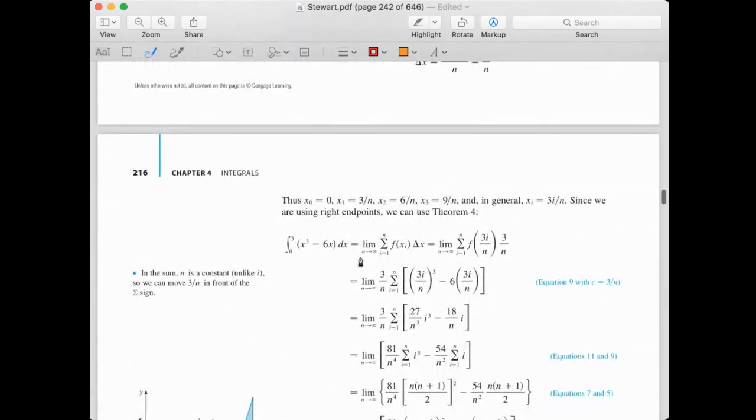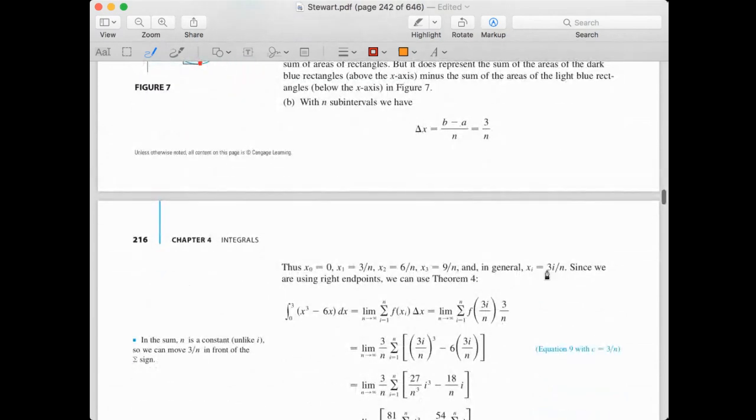So let's use the definition. The definition is saying f of xi delta x, let n run to infinity. Then f of xi, let's just plug in, right? Plug in, what do we get? We get f of 3i divided by n.